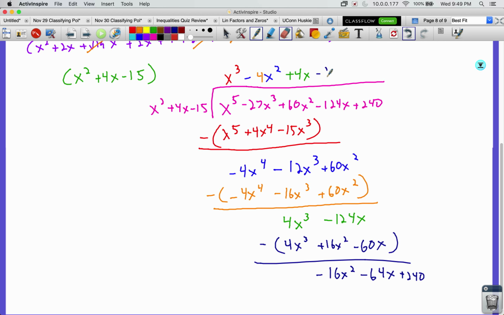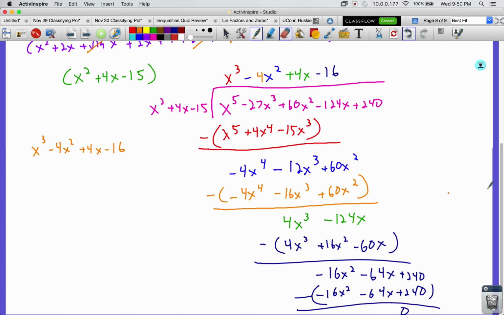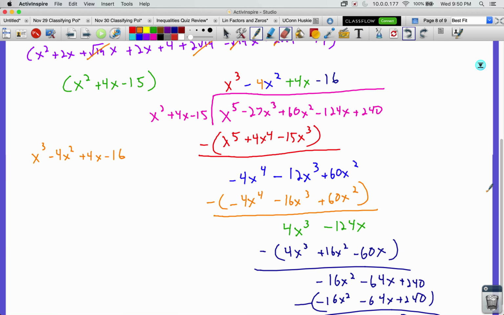And our last term is a minus 16. Let's make sure that gets us these terms back. I'm pretty sure it does. So it's good at the bottom here to show that we get a zero remainder, although we already have our answer up at the top of x cubed minus 4x squared plus 4x minus 16. All right, so we've simplified our quintic down to this cubic.